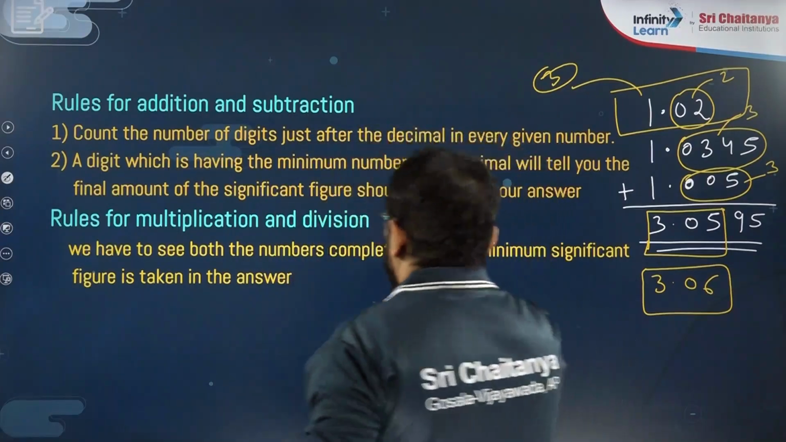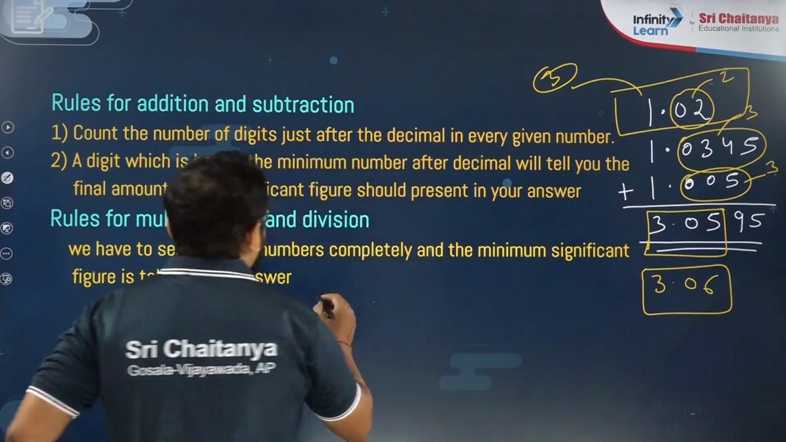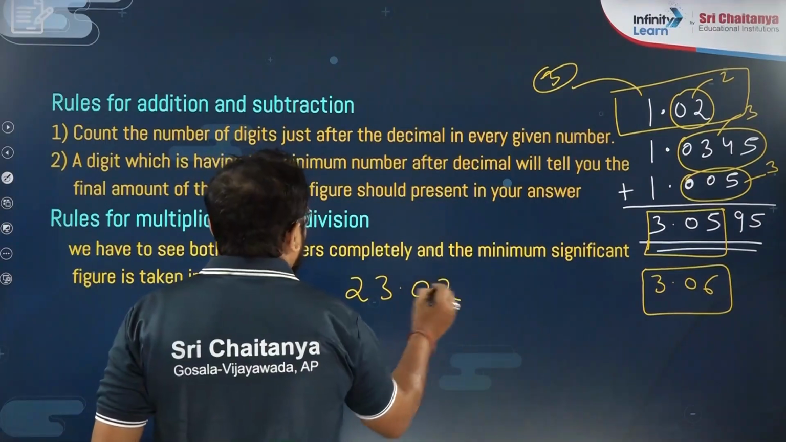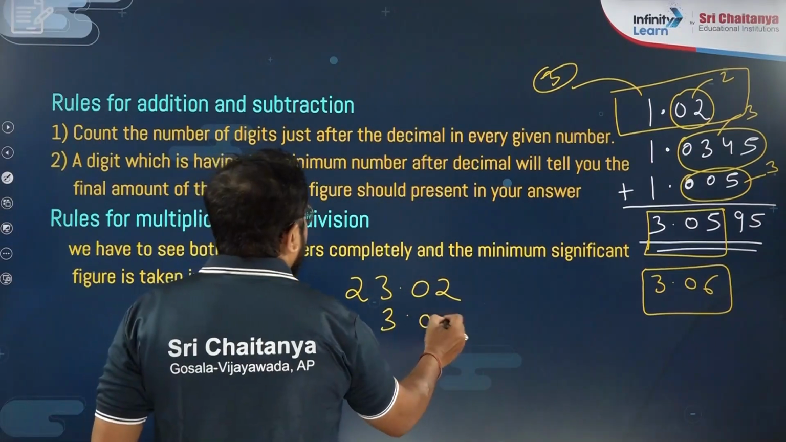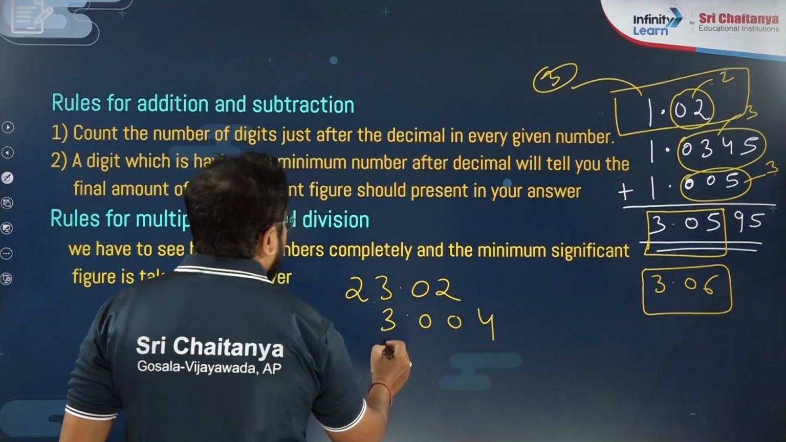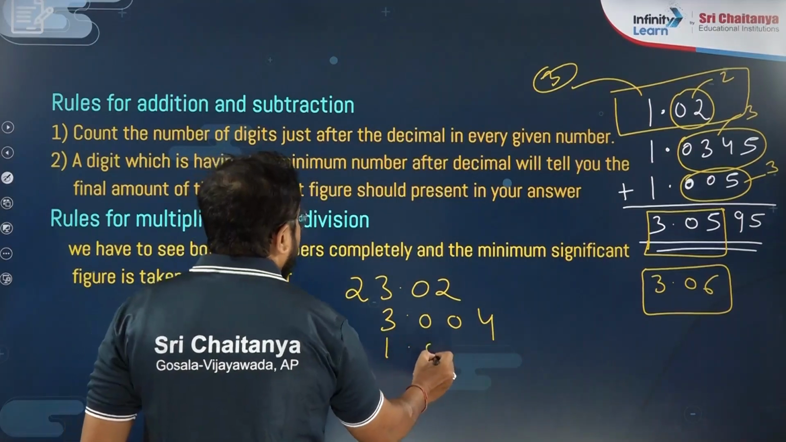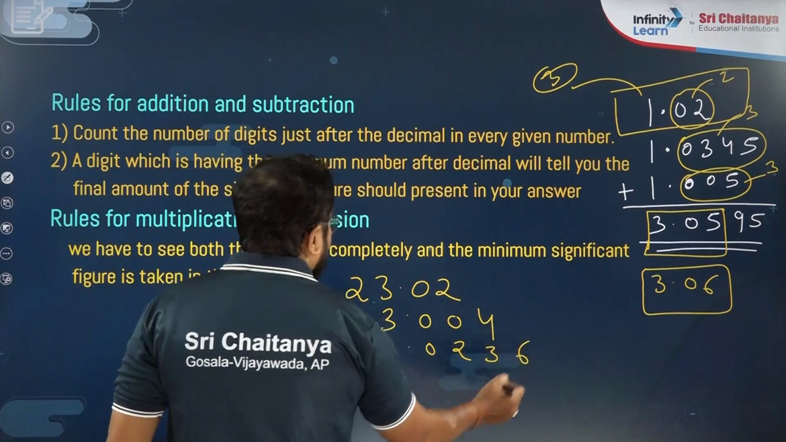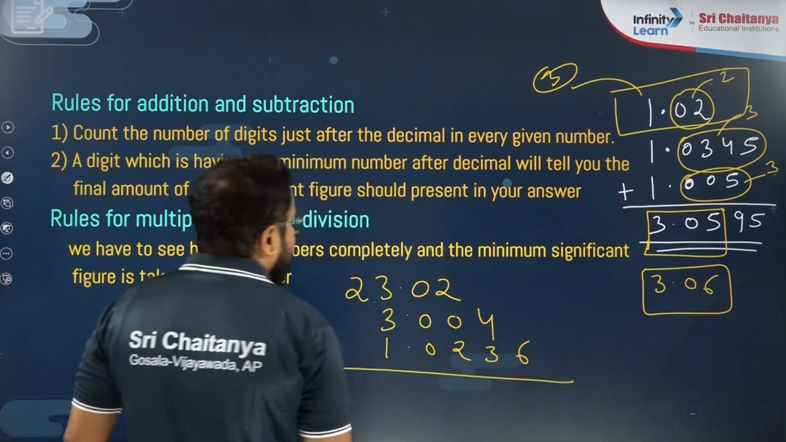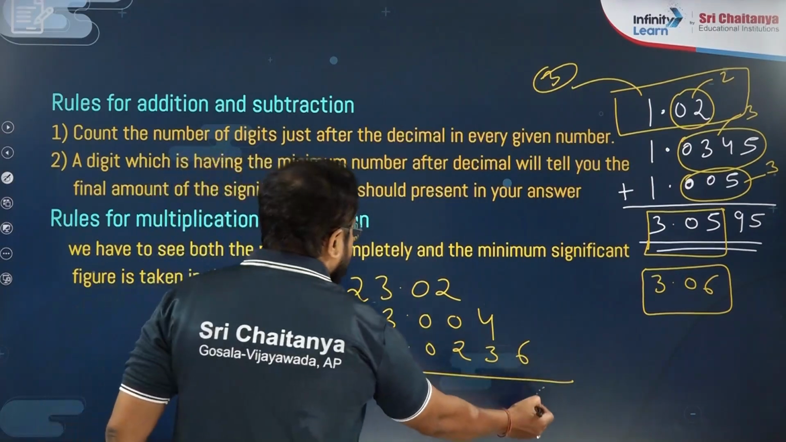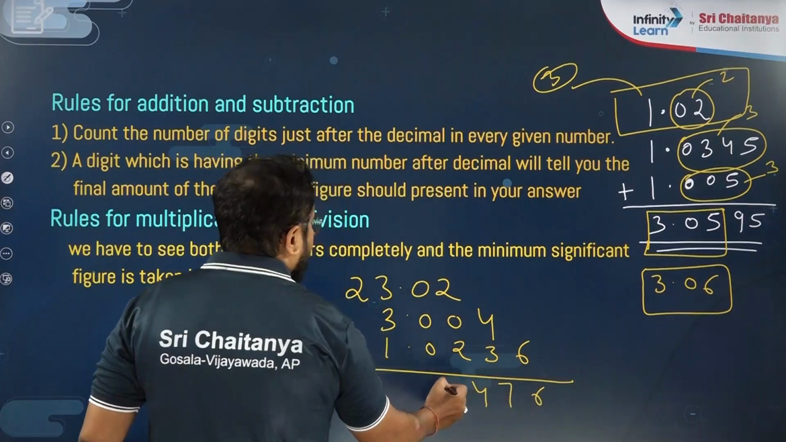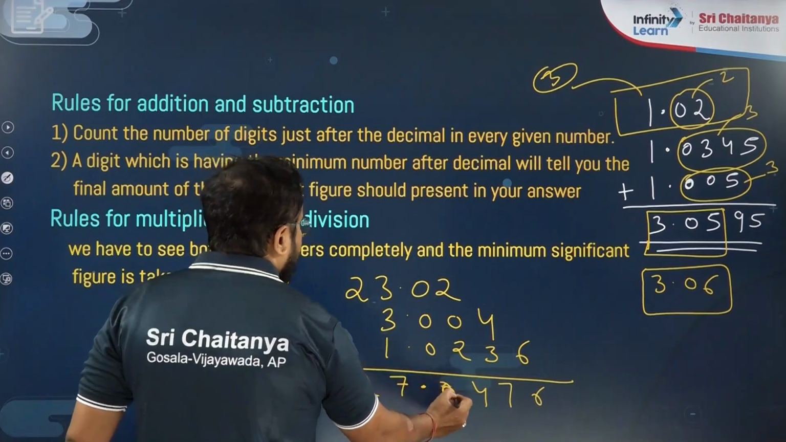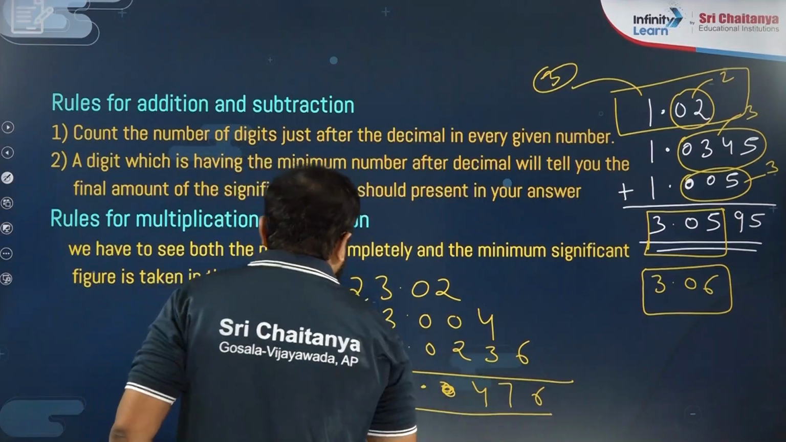But remember that it can be an addition question like this as well. It can go like this way: 23.02, 3.004, 1.02, 36. Now they will say find out the answer. 6, 7, 4, 0, 7, 2. What will be your answer? How many significant figures should be there?